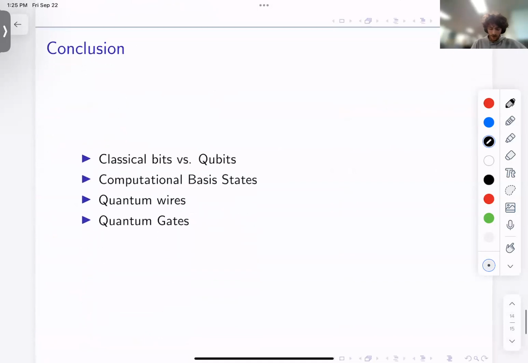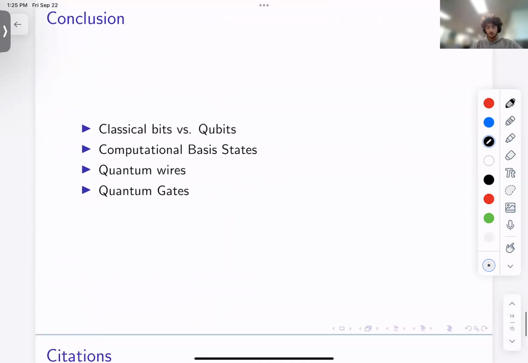And so I went over classical bits versus qubits and how bits are binary digits and have a discrete amount of states. Qubits are a 2-dimensional vector that have a continuous amount of states, and I went over the computational basis states, which are equivalent to 0 and 1 in classical computing and what we can do with that.